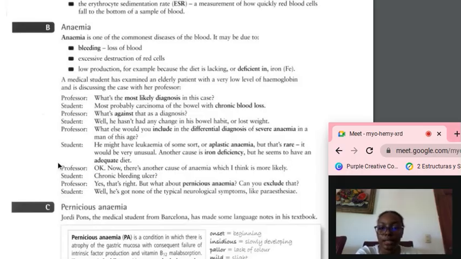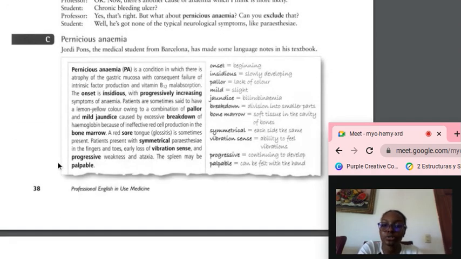Professor: Yes, that's right. But what about pernicious anemia? Can you exclude that? Student: Well, he's got none of the typical neurological symptoms, like paresthesia.